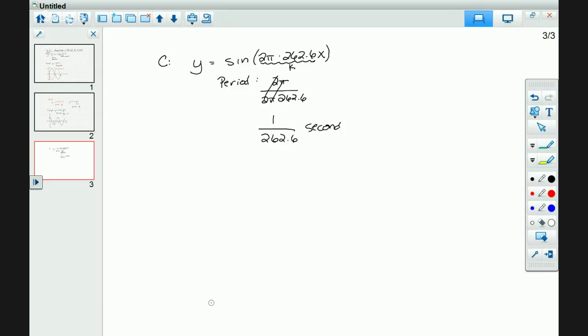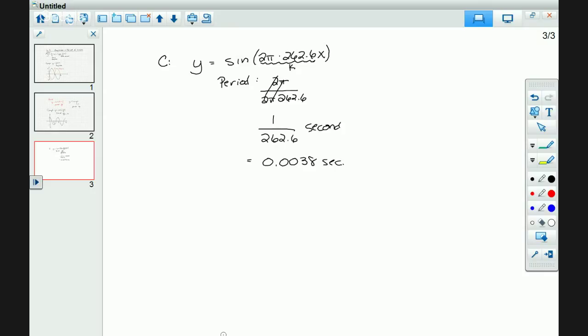Okay, so if we throw that in a calculator, what decimal is that? Anybody? 0.0038. So every 0.0038 seconds, that sound wave repeats itself.